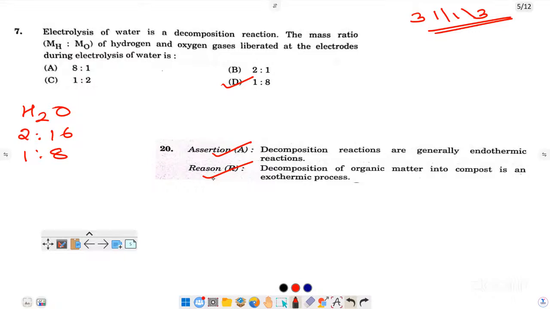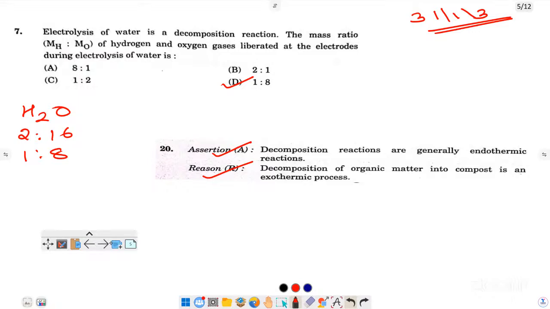Okay, sir, please go fast. Okay, sure. Assertion is correct, reason is correct, and it's not a correct explanation. Not a correct explanation. Okay, I'm going fast.